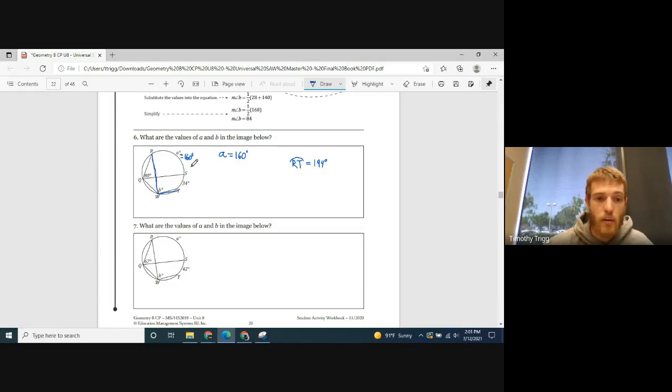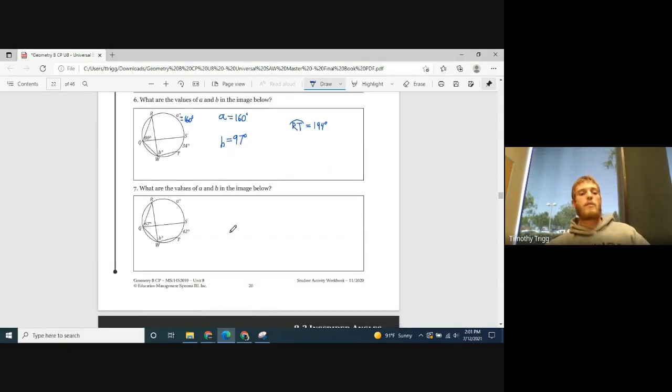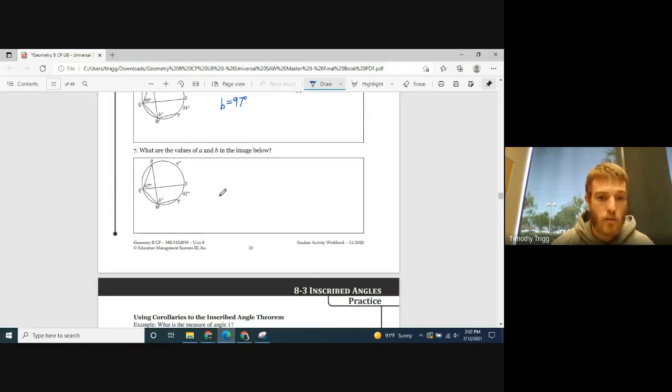So if I know that this arc is 194, then what would be the measure of this inscribed angle? Well, that'd be half of that. So that means B will be half of this. 194 divided by 2 gives me that B must be 97 degrees. Okay, 97. Now I know A and B. There you go. I know that perhaps was a little bit tricky, but we can go on to number 7 here. I'll go ahead and work this one with you.